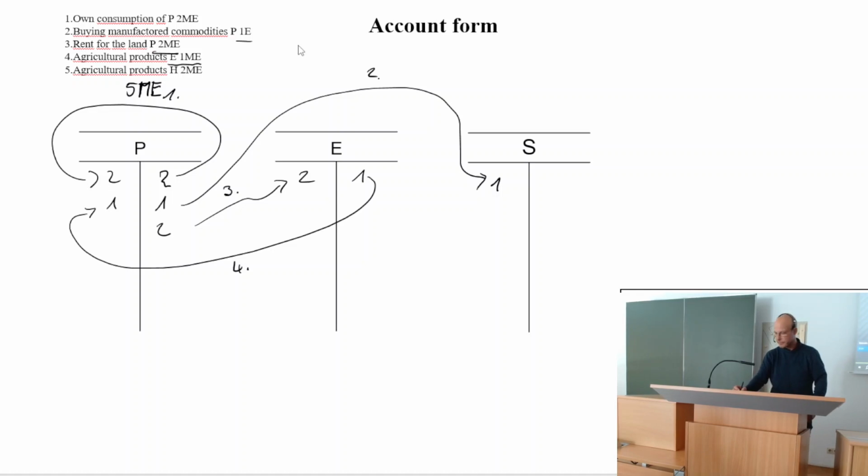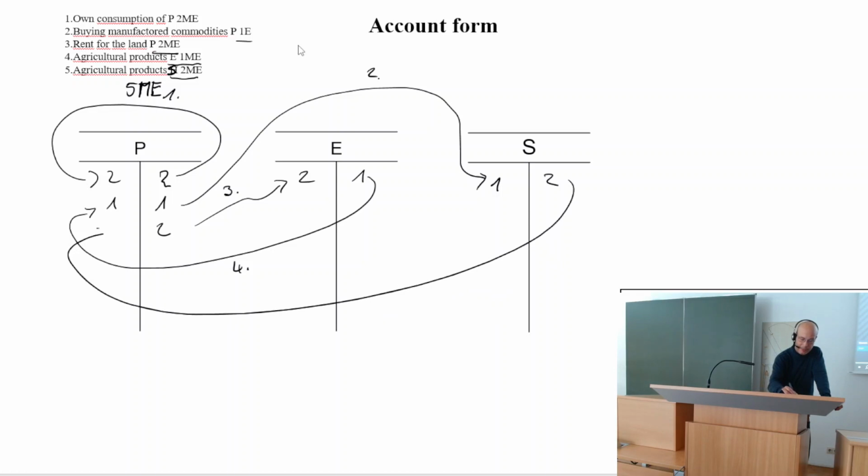And the last one, agricultural products are bought in an amount of 2 units by, oops, this has to be S, sorry, by class sterile. So we are coming from here to the agricultural sector. And if you look now at the account form, what bothers you?